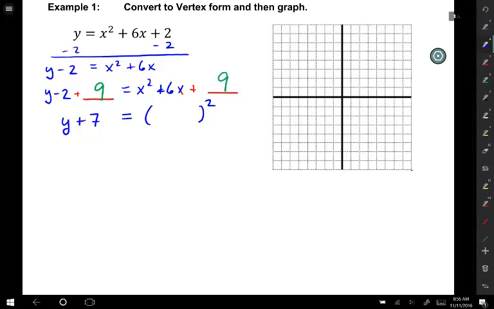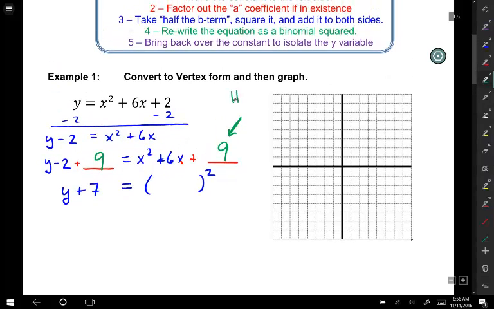Yes, Mr. Bowling? How did you get 9? Half of 6 squared. So let me put a little note here. This 9, half of 6, parentheses, squared. And then was 6 just a random number? 6 comes from the original problem. Okay, so it comes from 6x. Mm-hmm. So you always use the linear? Yeah, we always go half of the middle term and we square it.